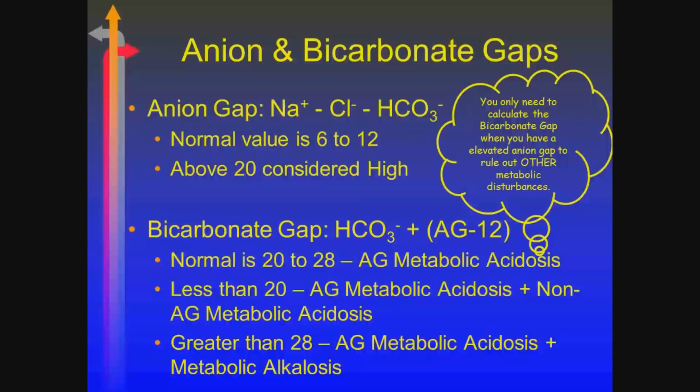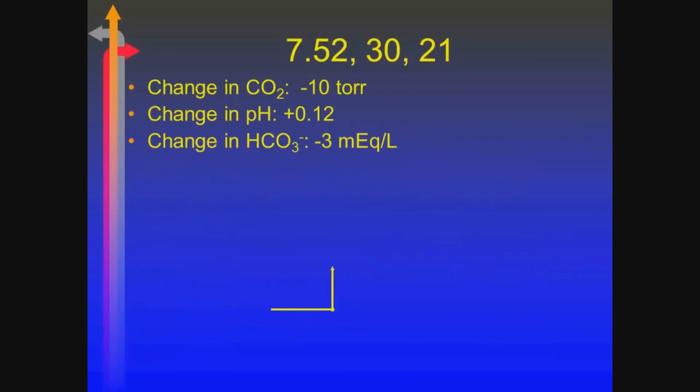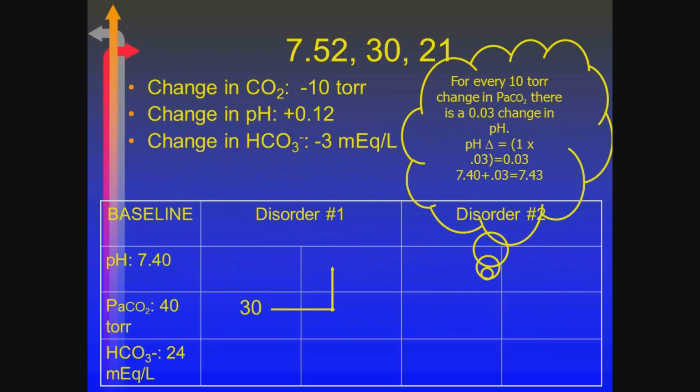Okay. So if the anion gap is normal, we're not going to worry about that process. Alkalemia. CO2 is reduced, which would cause the alkalemia. Bicarb is reduced, which would not be the problem, so it's primarily a respiratory issue with some compensatory drop in bicarbonate. At least that's what we're going to start with. Ten torr change, 0.038 change in pH. I know it's got to be a chronic problem because the bicarb has changed.